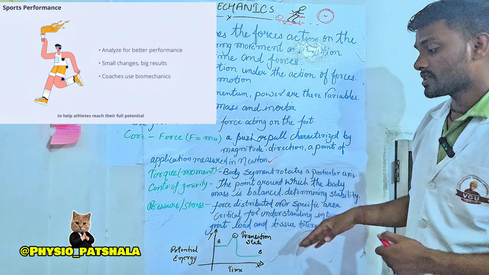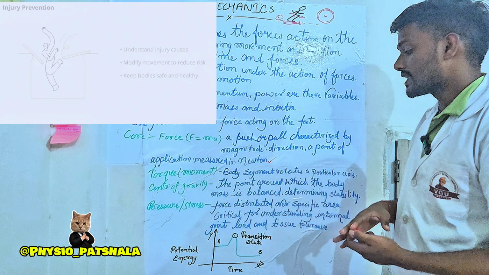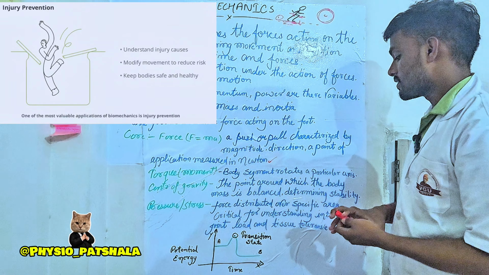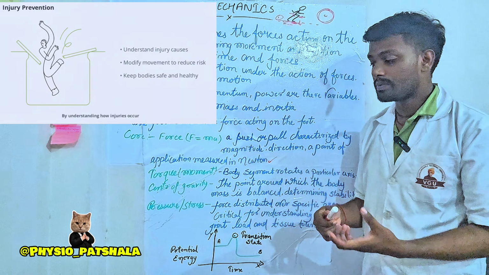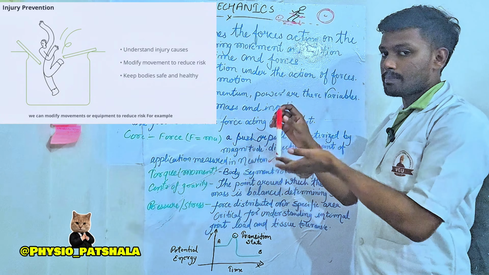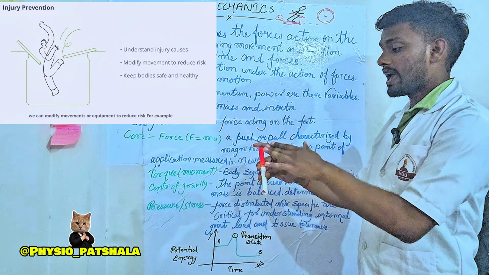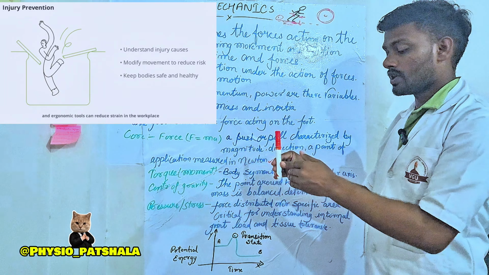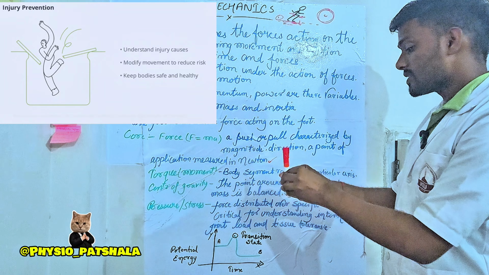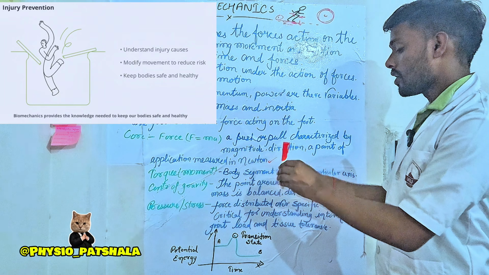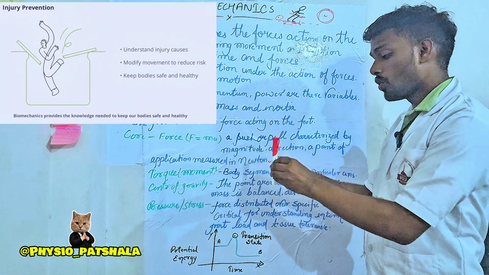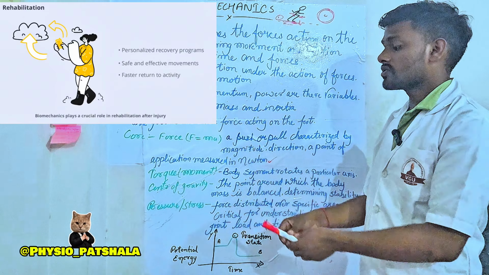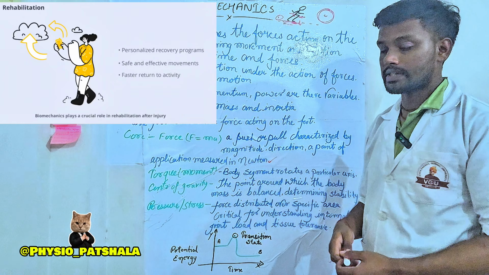Next is pressure and stress. The force is distributed over a specific area, which is critical for understanding internal joint load and tissue tolerance. Take an example: if there is a person and we apply pressure and give stress to displace them from one place to another, how much stability or tolerance power do they have to hold their body on the particular base of support or area? That is the pressure or stress which comes under kinetics.